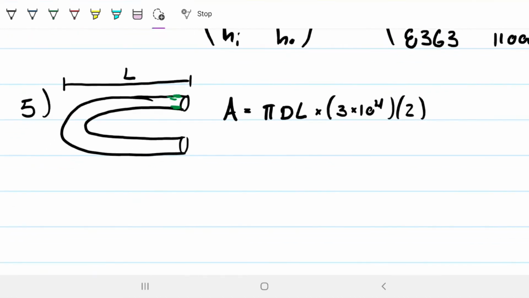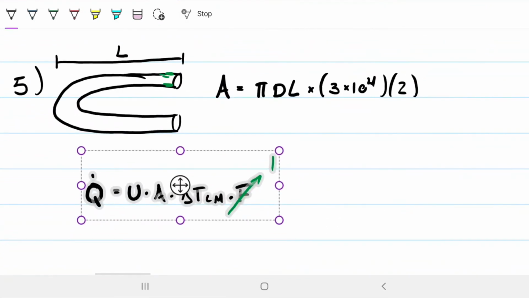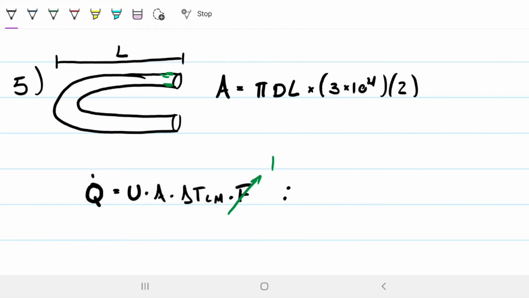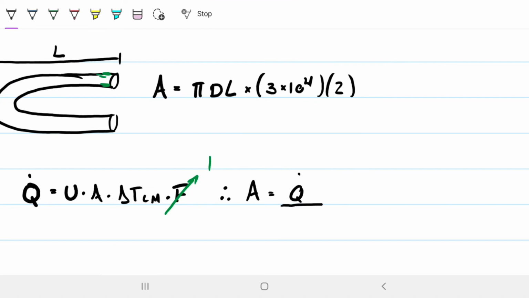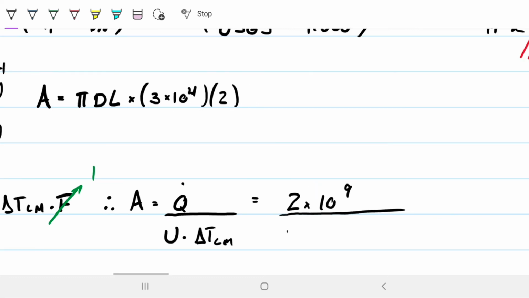Brilliant. And I also know that the amount of heat transferred can be found using the delta T log mean relationship. So if I want the area, all I need to do is take the Q, which I've known from the start, divided by the overall heat transfer coefficient that we found, and the delta T log mean that we found as well. So this is 2 times 10 to the 9th watts. We're dividing this by 4751, the overall heat transfer coefficient, and 22.27.